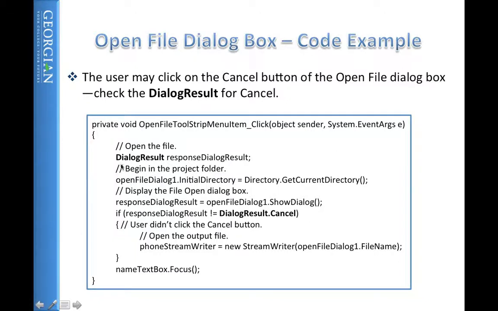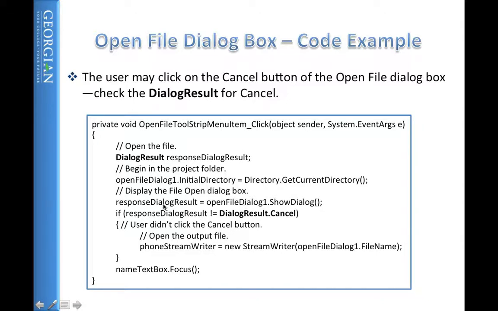So we create this DialogResult variable. We call it response, a DialogResult. And now we're going to begin in the project folder. So we're going to say, well, here's my component, OpenFileDialog1, and we're going to specify our initial directory to Directory.GetCurrentDirectory, which is going to be our bin debug folder. Now again, you could choose whatever directory you want, right? So for example, if you want to choose C:\ as an example, you follow the absolute path rules we talked about before, and you can put in there whatever you want for your initial directory.